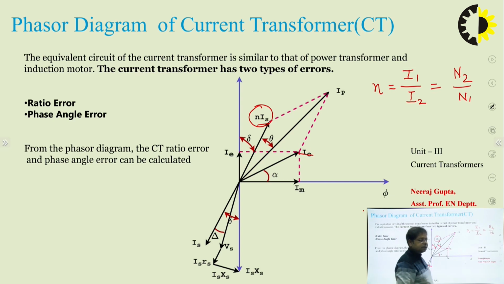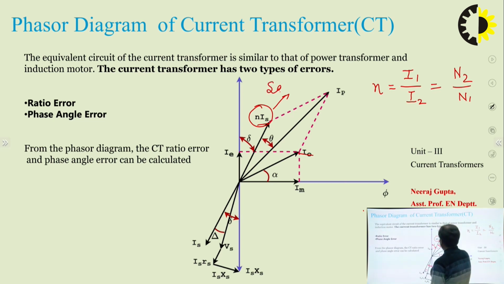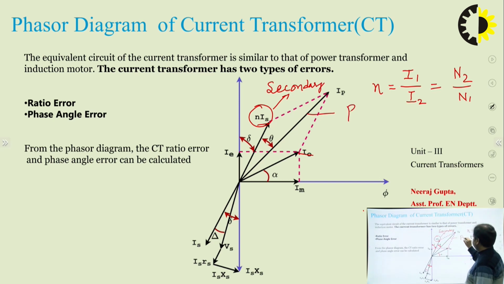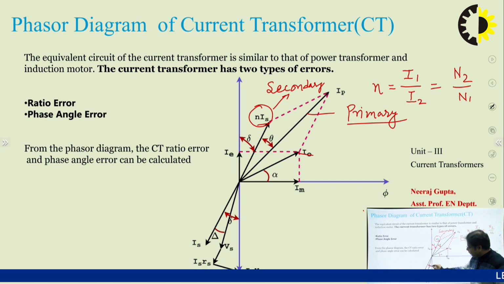And as I told you, theta is the phase angle error, that is, the angle between the primary current and the secondary current. This is the phase of the secondary current, this is the secondary current, and this one is the primary current. So theta will be the phase angle error between IP and Is. Delta is the angle with the resultant voltage. This will be the resultant voltage.